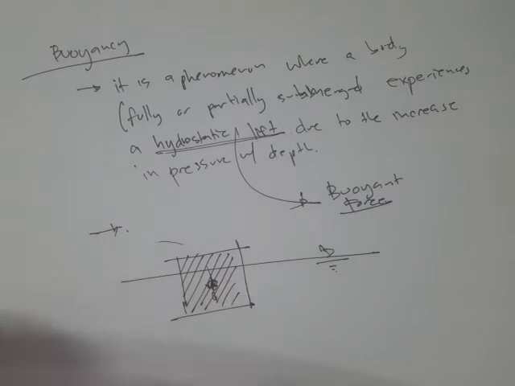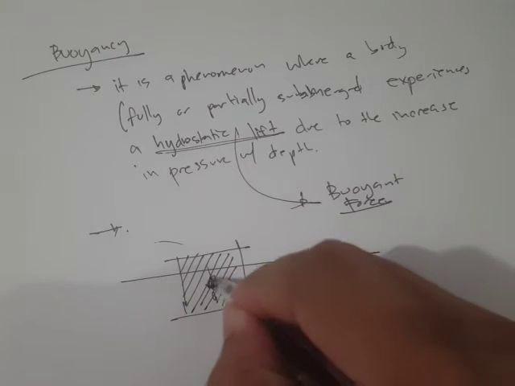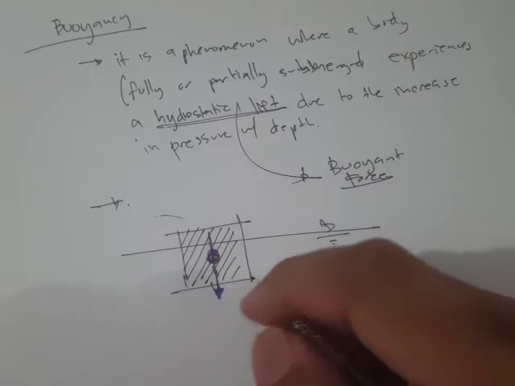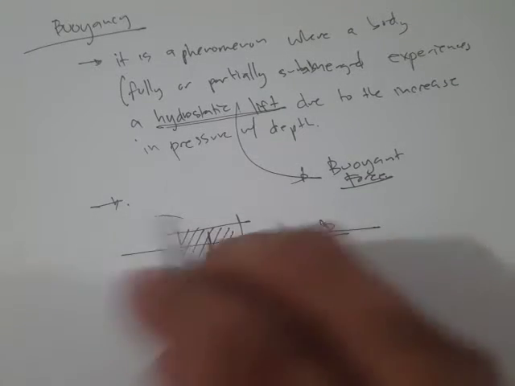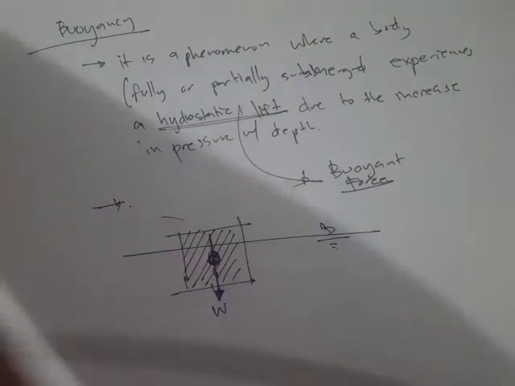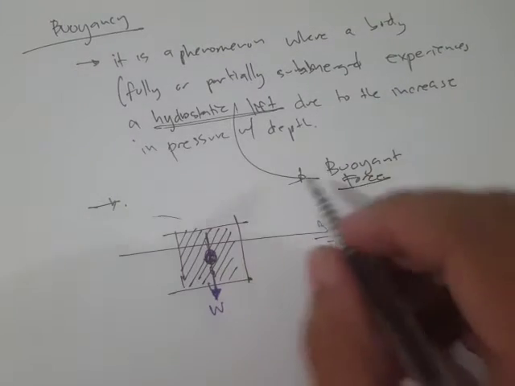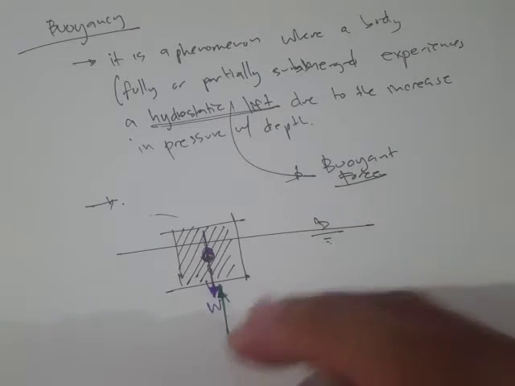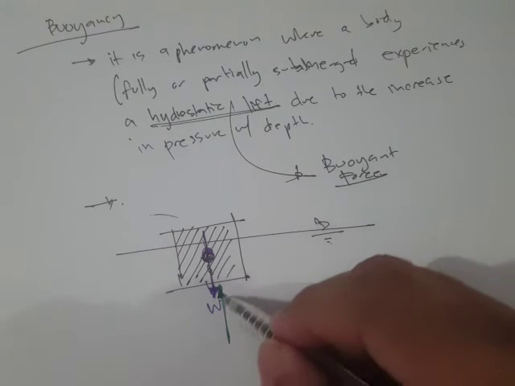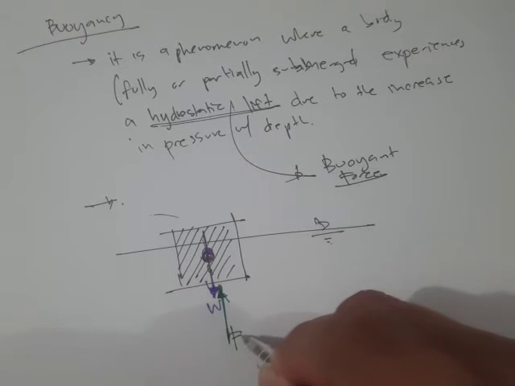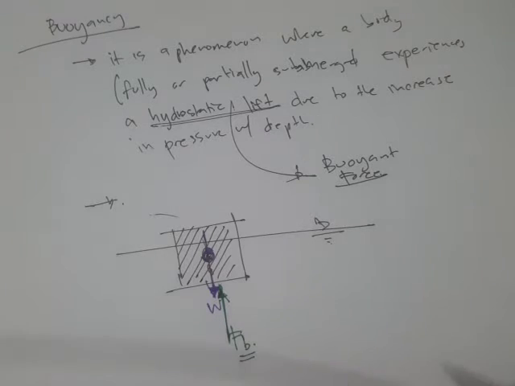Okay, so if we draw a free body diagram, let's say at the centroid is where our weight is acting, and let's say this is our weight. In this phenomenon we have a hydrostatic lift or a buoyant force that's acting as well. The direction of this buoyant force is along the upward direction. So let's say this is F sub B.